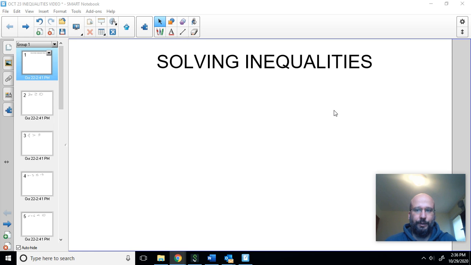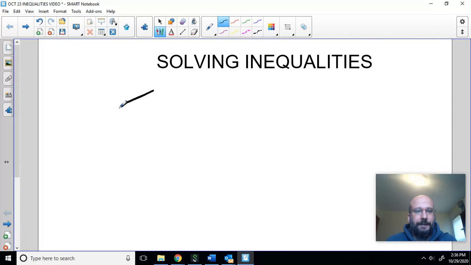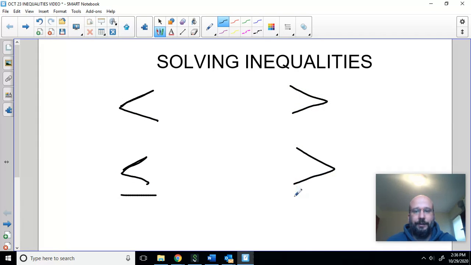Hi guys, we're going to do a video on solving inequalities. This is very similar to the video on solving equations, 1 and 2 step equations, except now we have an inequality. We have less than, less than or equal to, greater than, and greater than or equal to. You read it from left to right.